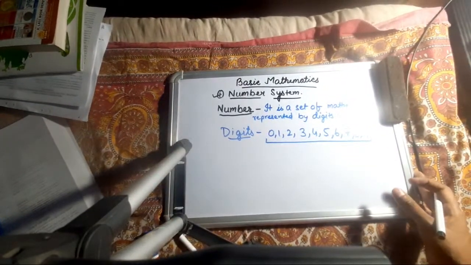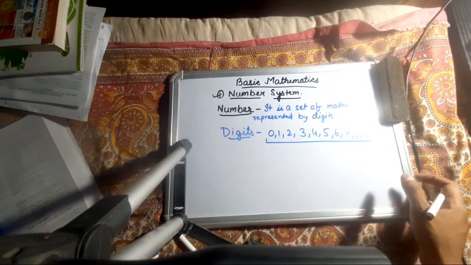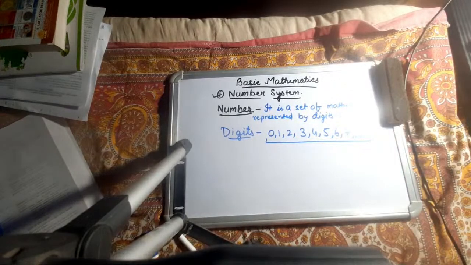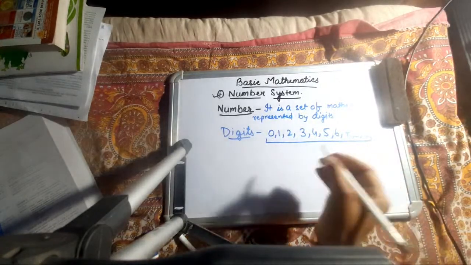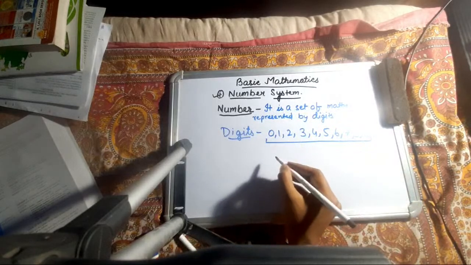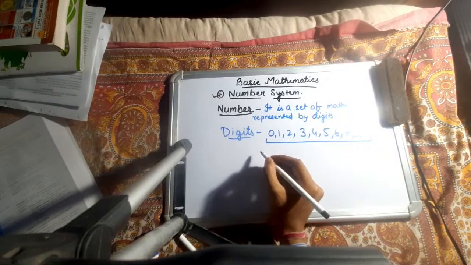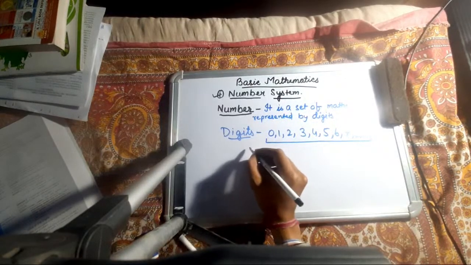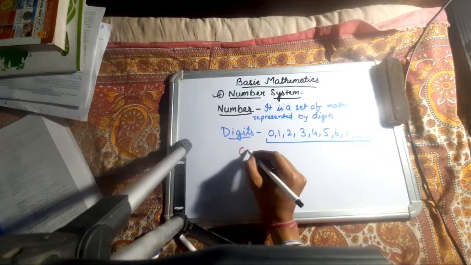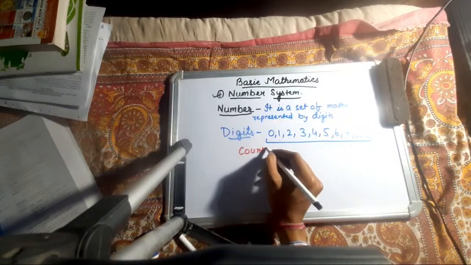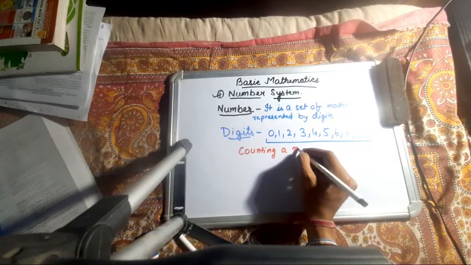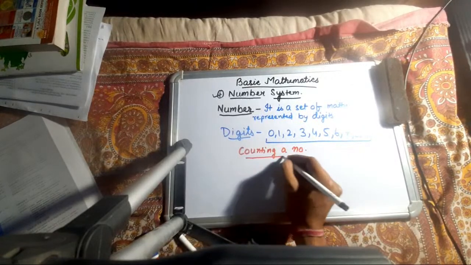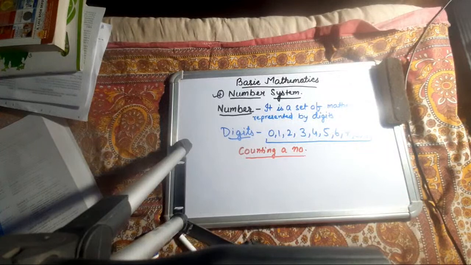Only these digits comprise all the big and bigger numbers and all those things. So next coming on to number system, or you could say numeration system. So simply we could write that counting a digit or counting of a number. This is also known as the systems.